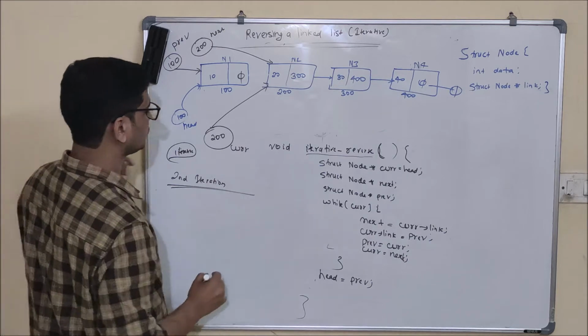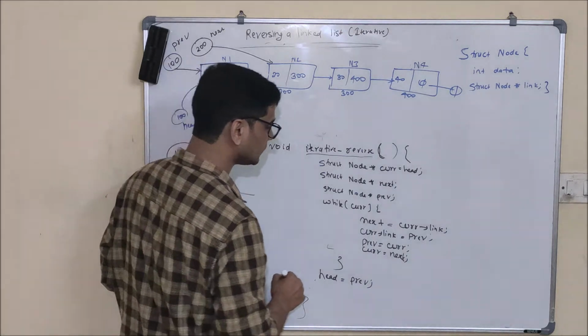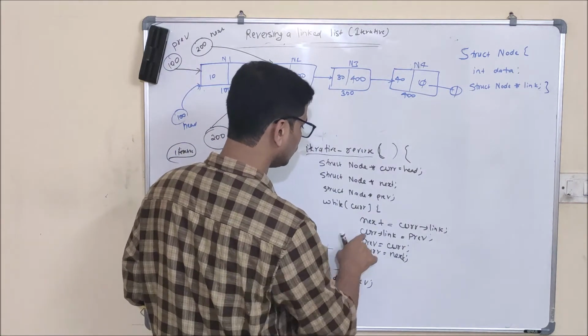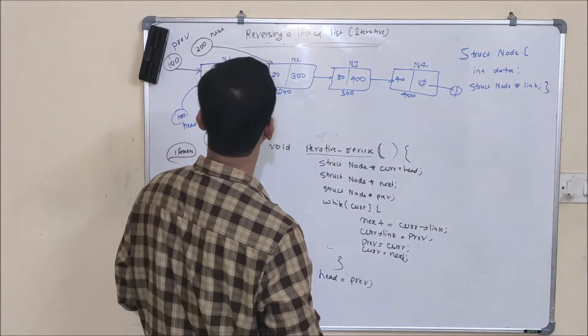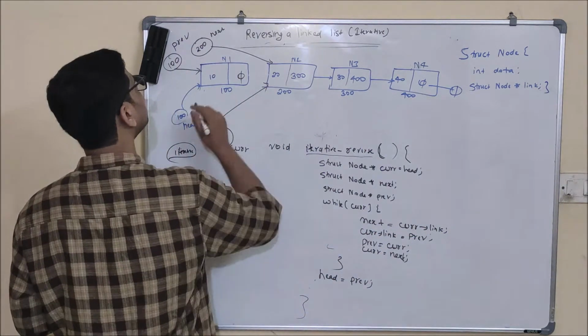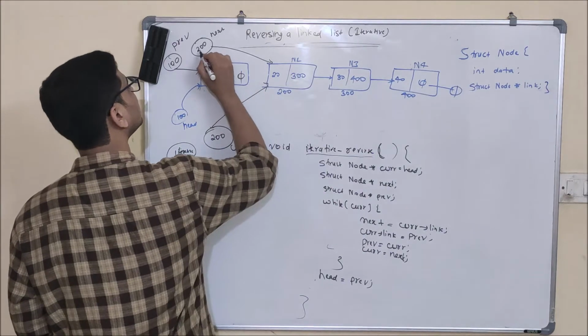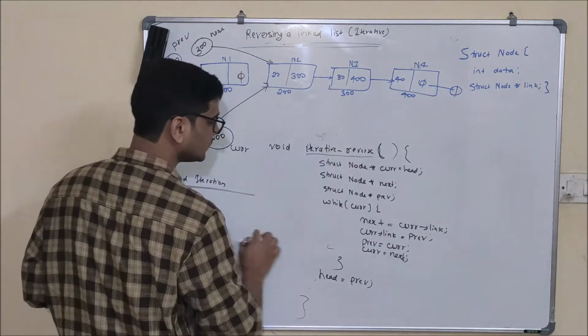In second iteration, current will be equal to 200. So this while check will be true. Next will be updated to current dot link, that is next will be equal to 300.